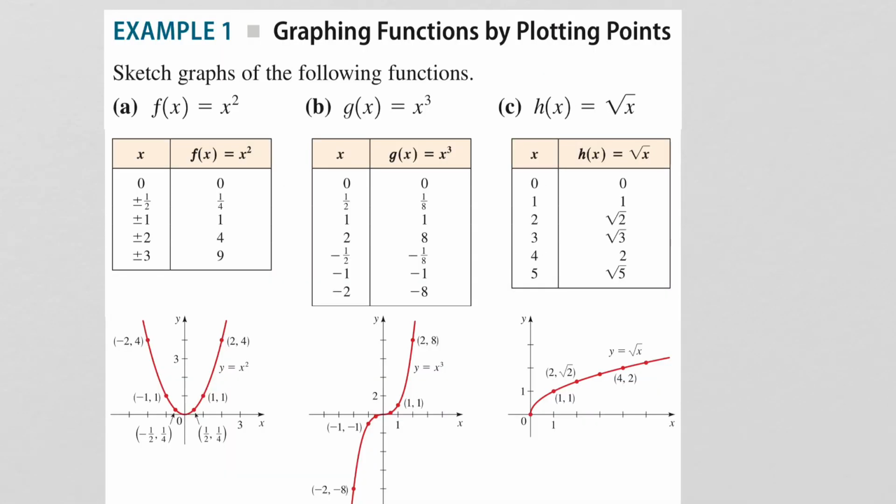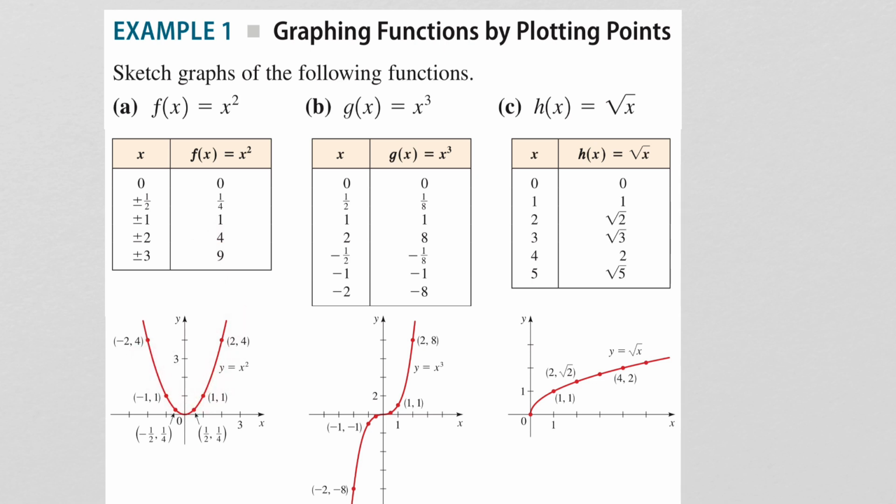We can also graph functions by plotting points. So for example, if I want to graph the functions f of x equals x squared, g of x equals x cubed, and h of x equals the square root of x, these are not constant functions nor linear functions. So when we first graph these kinds of functions, we typically will be plugging in values for x and observing the function values and then graphing those points.